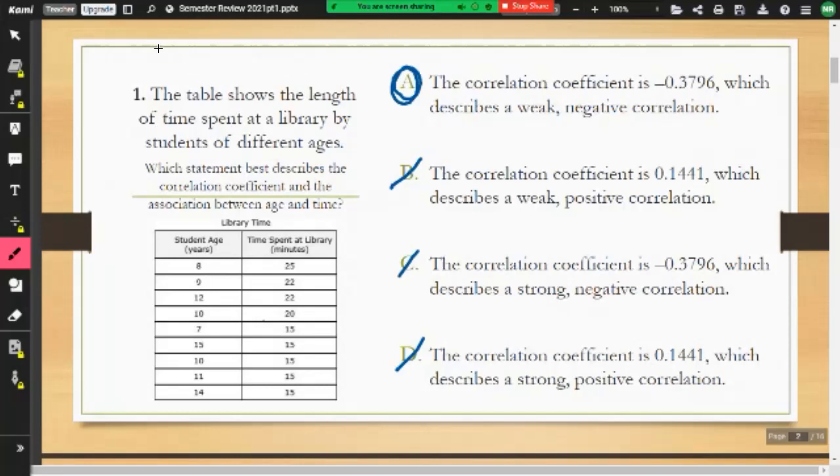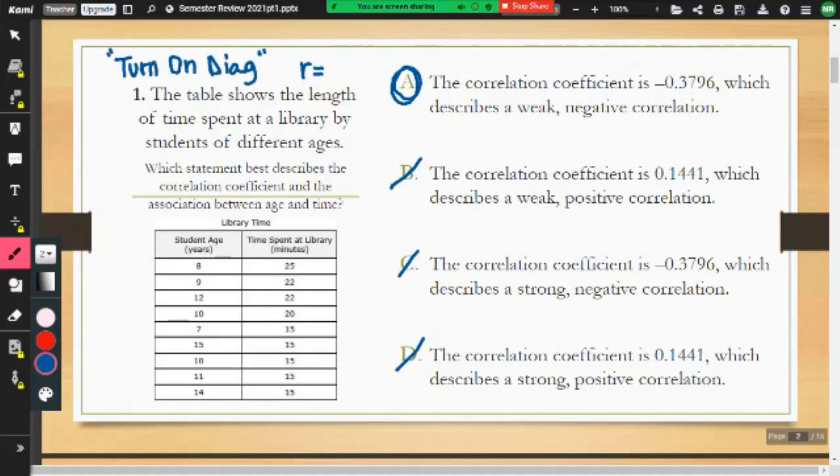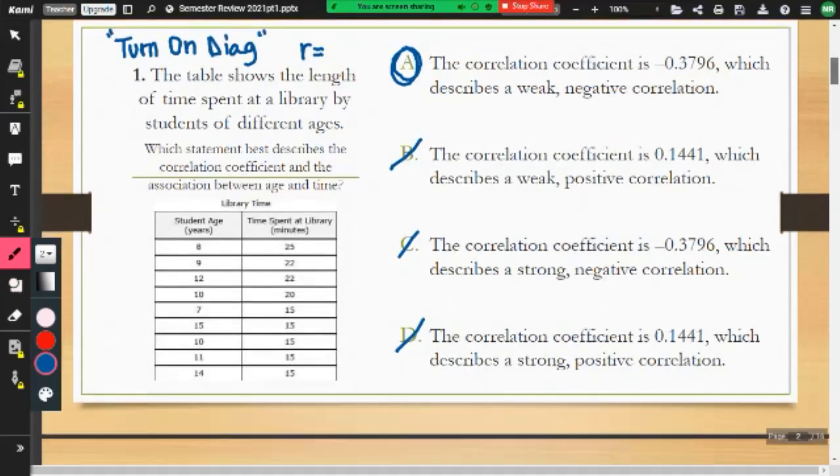Now, just remember for the R, for R equals to pop up, what do you have to do? Not alpha trace. Alpha trace puts the equation into Y equals, second window, so you can put the X value. But your calculators are going to be reset for the semester exam. You have to turn on your diagnostics. I'm just gonna put diag. Because when it's reset, it'll turn them back off. So just make sure to turn on your diagnostics. Don't forget to do that.